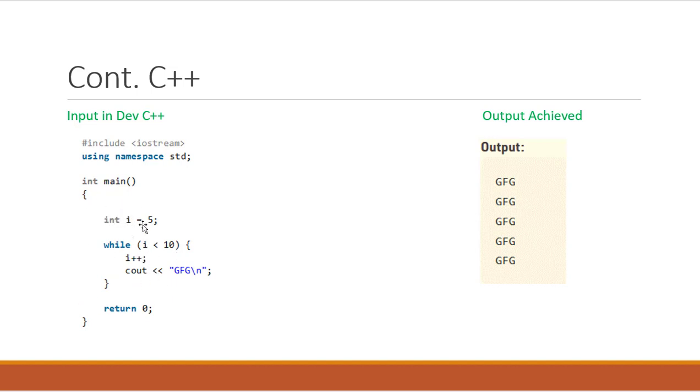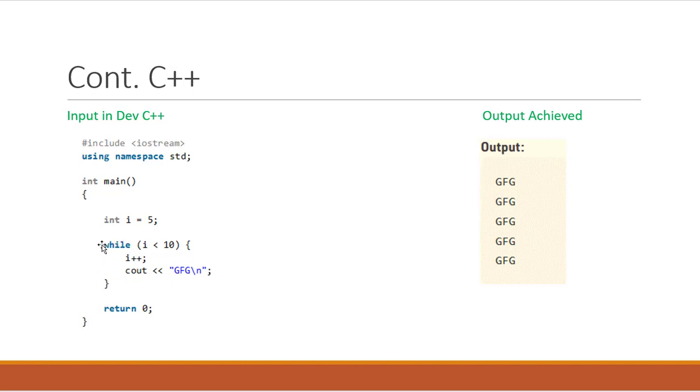Now the value of i is 6. Is 6 less than 10? Of course, 6 is less than 10. Then again it will enter the loop, output, increment the value of i, and go again. This will loop until the condition is false.